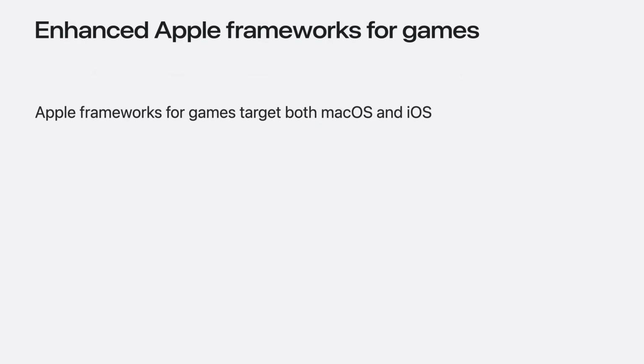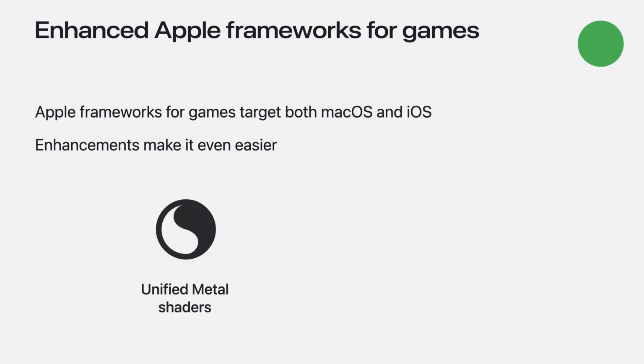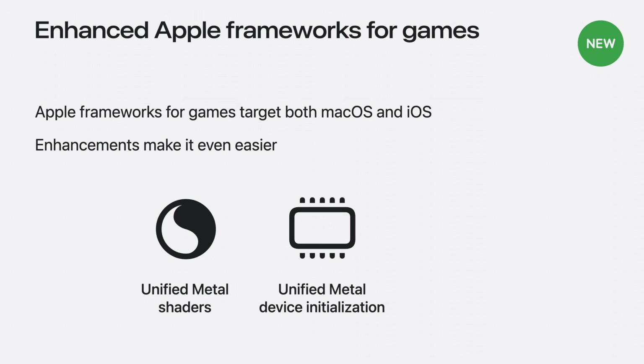The majority of Apple frameworks you use for game development target both macOS and iOS. This makes the experience of developing for both really straightforward. And the new enhancements this year make it even easier. Thanks to unified Metal shaders, you can now compile your shaders once and deploy them to both macOS and iOS. Metal device initialization is also unified, so you can use the same creation API for both. And the device certification API lets you scale up and down your game's configuration by querying devices for their performance profiles.